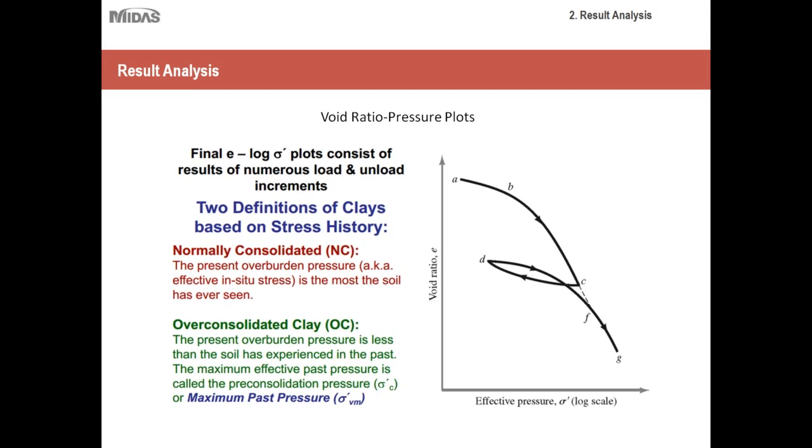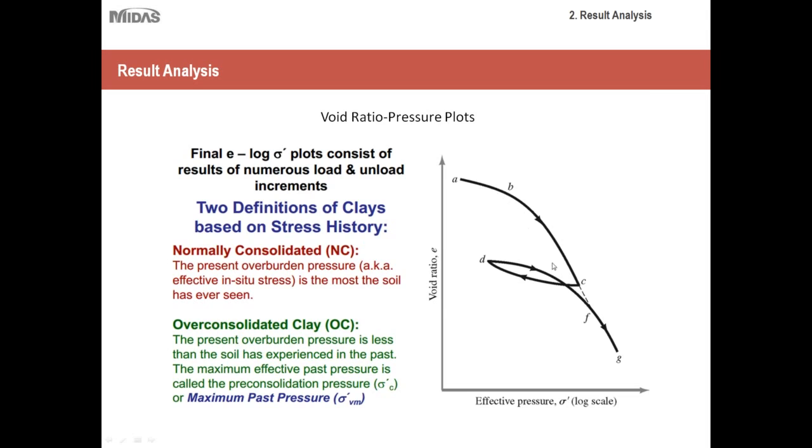pressed under. Then you also have overconsolidated clay, which means that the present overburden pressure is less than the soil has experienced in the past. The maximum effective past pressure is called the preconsolidation pressure, or maximum past pressure, which is something that you can determine from your lab tests. That is why, as you can see here, the curve follows a loop. This is based on loading and unloading.